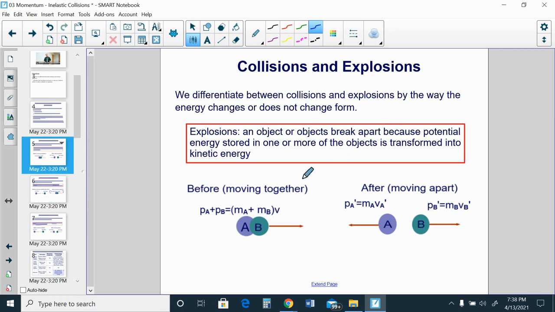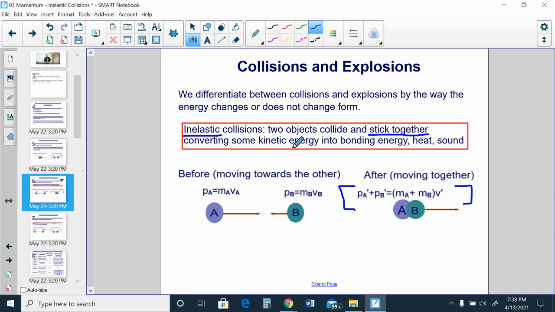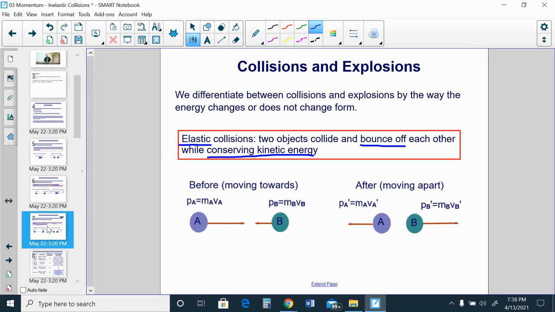You might have, in this case, some kind of energy transformed into kinetic and then also into other types. And here, some of the kinetic energy is transformed into another type. So with elastic collisions, this is the example where we actually conserve kinetic energy. So they bounce off each other.